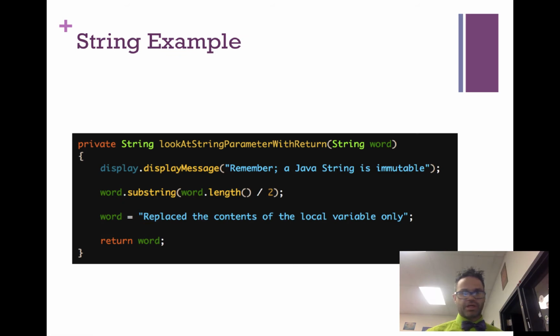Here's the string example. And again, remember that strings are immutable. I have that nice little message right there that the string is immutable. And so word.substring returns a substring. Oh, but it doesn't change anything. It's just right there from half of the length down to the end. Okay, great. That doesn't do anything. So word equals replaces the contents of the local variable only. As soon as I hit that closing squiggle right here, that no longer exists. That local variable is out of the way. Only if I use that return statement to actually assign into something will that string example actually make any change whatsoever. Because again, strings are immutable, so it doesn't work anything with that.